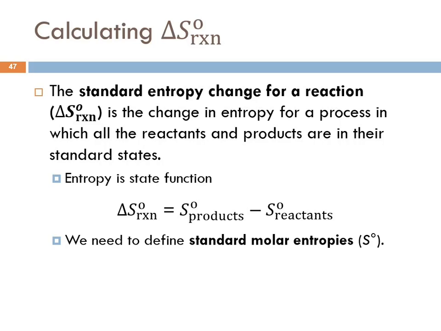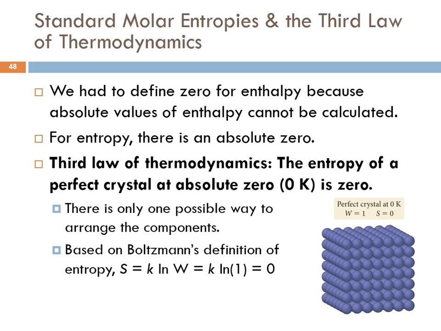Entropy is a state function. We've mentioned that. State function means that how you get there doesn't matter. It's just where you started and where you end up. So delta S is a state function. So if we have the entropy of the products in their standard states and subtract the entropy of the reactants in their standard states, that will give us the change in entropy. Well, we need to define standard molar entropies because the amount of entropy does depend on the amount of substance.